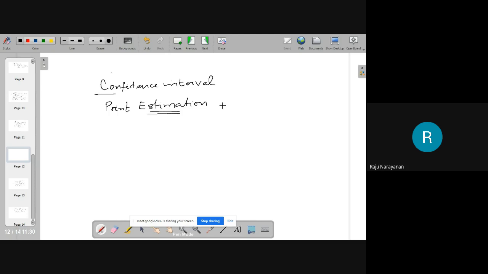This is the parameter space. In the case of lambda, lambda is greater than 0. Any value greater than 0 can be a value for lambda. And you are suggesting a point, x bar. That is why it is called a point estimate. You are suggesting only one value.